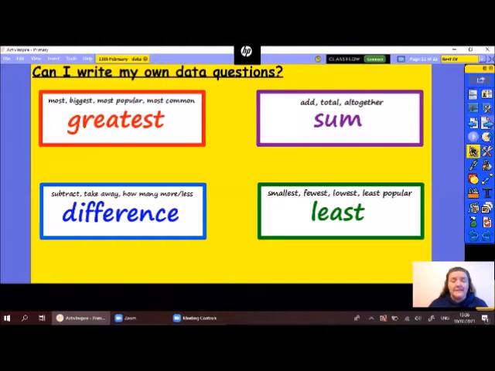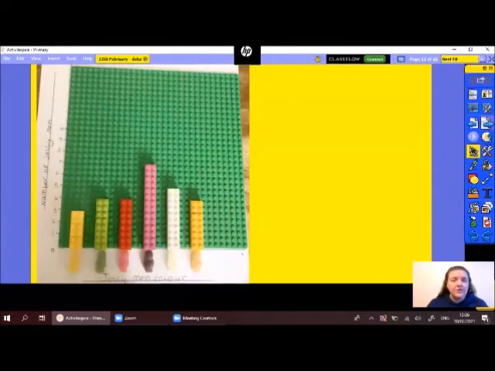This vocabulary, these words, are really important when you're thinking about writing your own questions, particularly if you want to sound like a proper mathematician. So let's try it out. I'm going to use one of your charts. This one is a Lego bar chart made to tell us all about how many different jelly men there are in a bag of sweets.